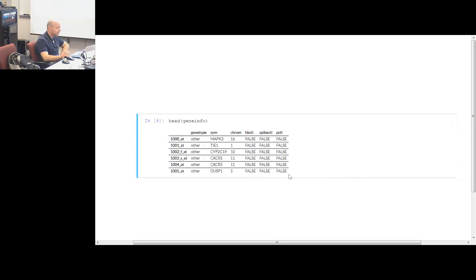Gene information, I've got information on all of the genes. I've got the symbol, the chromosome, and these things I'll talk more about as the talk goes on, but this is whether or not it's a housekeeping gene. This is not whether or not it's a spike in control. This is whether or not it's positive control. Again, I'll come back to all of this.